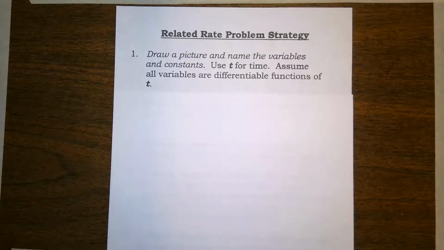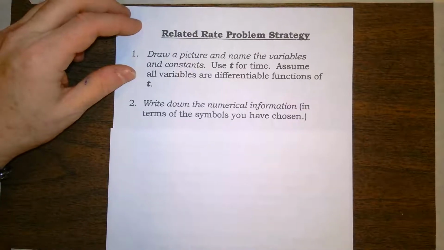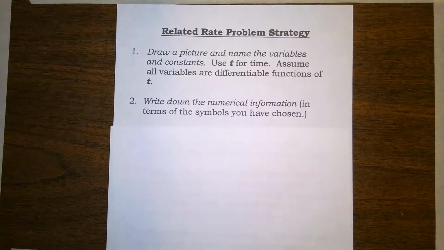So draw a picture and name the variables and all the constants. Use t for time, and all the variables and all the equations are going to be differentiable functions with respect to time. All right, next, we're going to write down all of the numerical information in terms of the different symbols that we have.